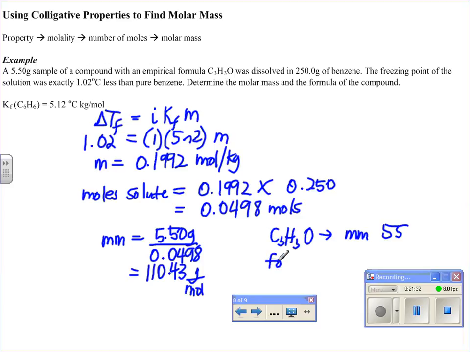So the formula is C6H6O2. And that concludes our study of advanced solutions.